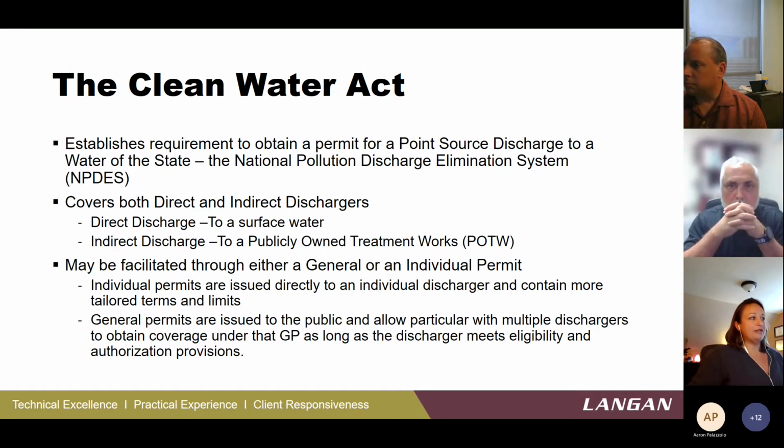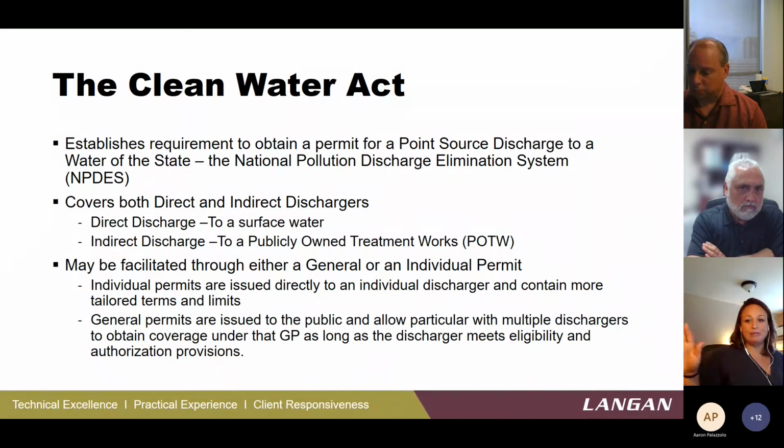So the program covers both indirect and direct dischargers. A direct discharger means discharging right to a surface water from your facility, and indirect means it comes from your facility to a POTW, your municipal plant, and that plant then further treats it and sends it out under their NPDES.